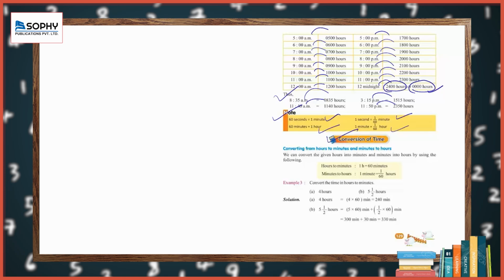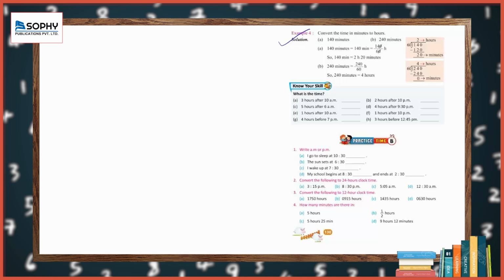Now conversion of time, converting from hours to minutes or minutes to hours. We can convert hours into minutes or minutes into hours by using the following. Hours to minutes, 1 hour is equal to 60 minutes, and minutes to hours, 1 minute is equal to 1 by 60 hours. Example number 3, we have to convert the time in hours to minutes. 4 hours can be written as 4 into 60, that is 240 minutes. 5 and a half hours can be written as 5 into 60, plus half into 60, that is 300 plus 30, that is 330 minutes.